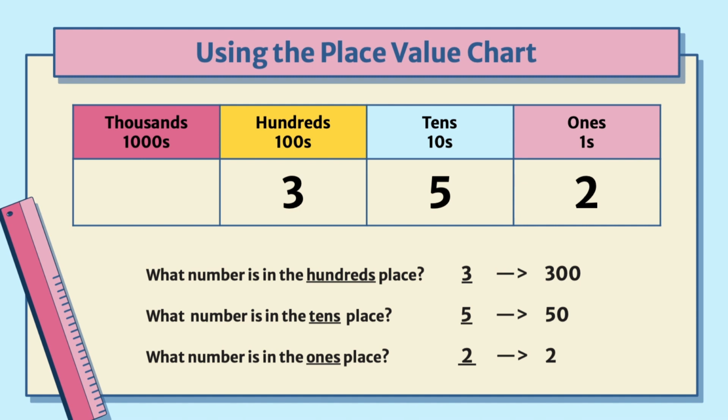How do we use a place value chart? Let's look at the position of each number on the chart. The 3 digits of this number represent amounts of hundreds, tens, and ones. What number is in the hundreds place? 3. So that tells us that there are 3 hundreds. What number is in the tens place? 5, telling us that there are 5 tens, or 50. What number is in the ones place? 2, telling us that there are 2 ones.